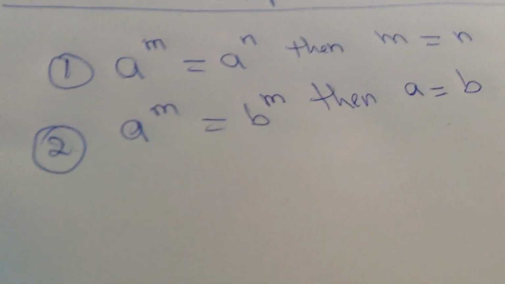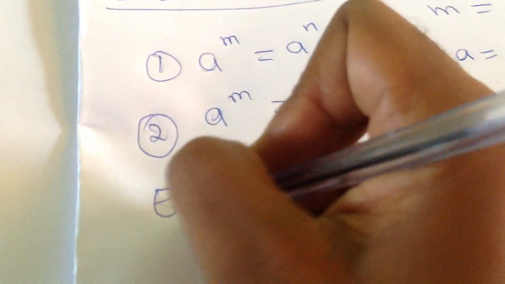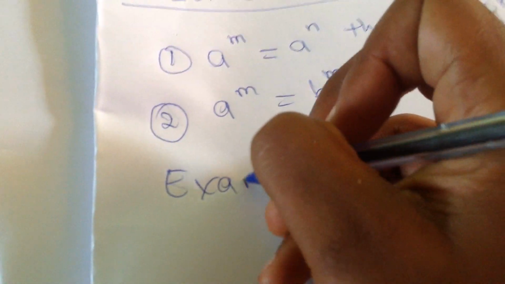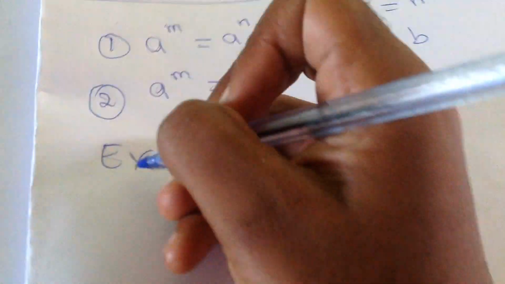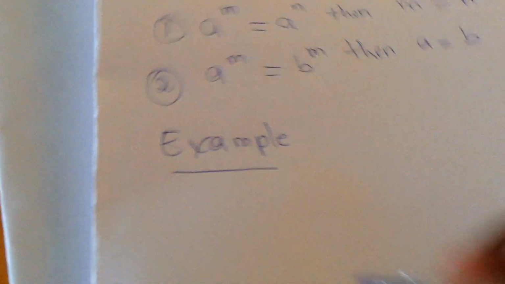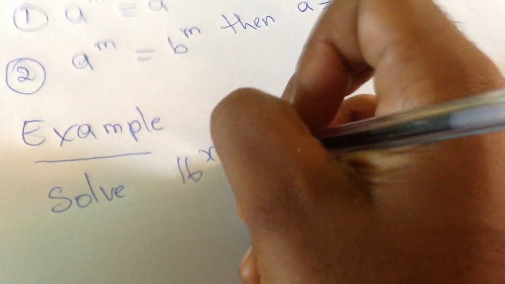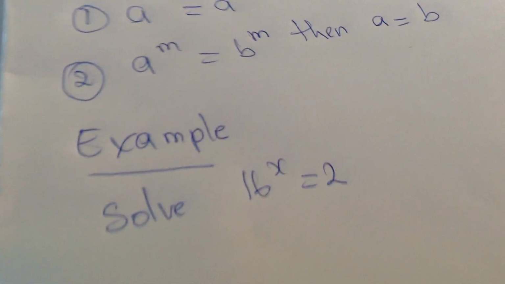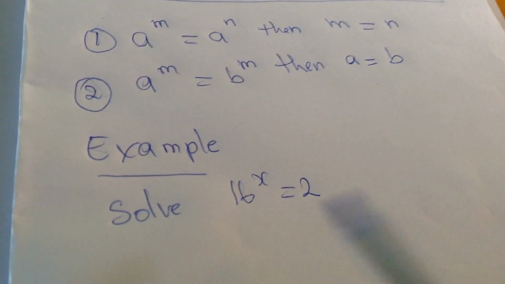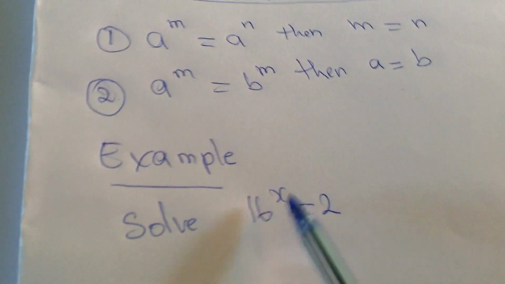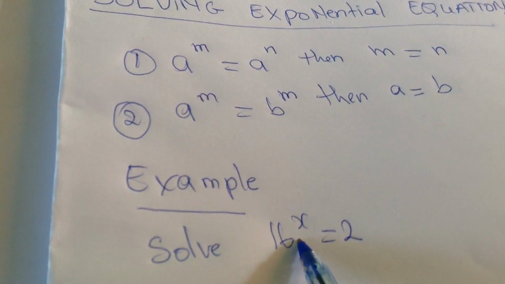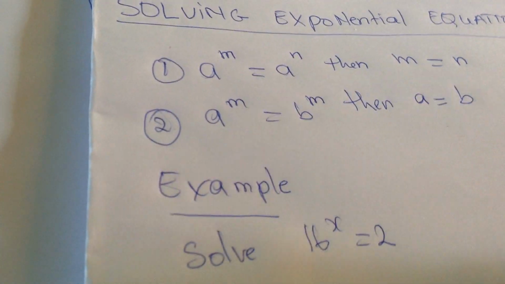I'm going to use an example under this topic and you see how it goes. So let's assume you are asked to solve 16 raised to the power of x is equal to 2. This is a basic question, very simple. You can see that x is an index here, so you need to use one of these rules to solve that.